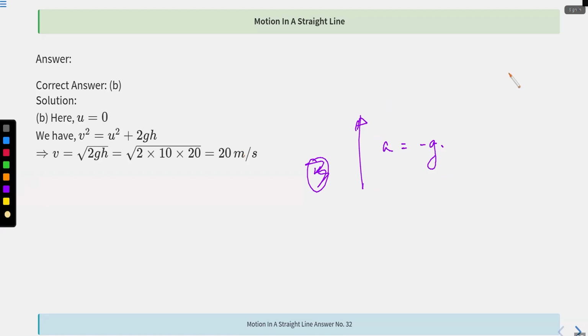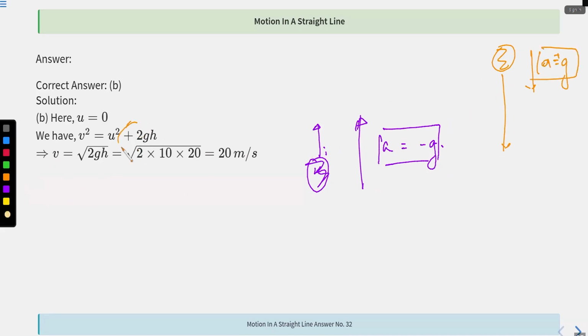The second case is that if this ball is coming down, then the acceleration will be plus g. Why? Because it is going with the gravity, going downward. But in the other situation, it is going against the gravity, going upward. So there the acceleration will be minus g, and in this situation, the acceleration will be plus g.